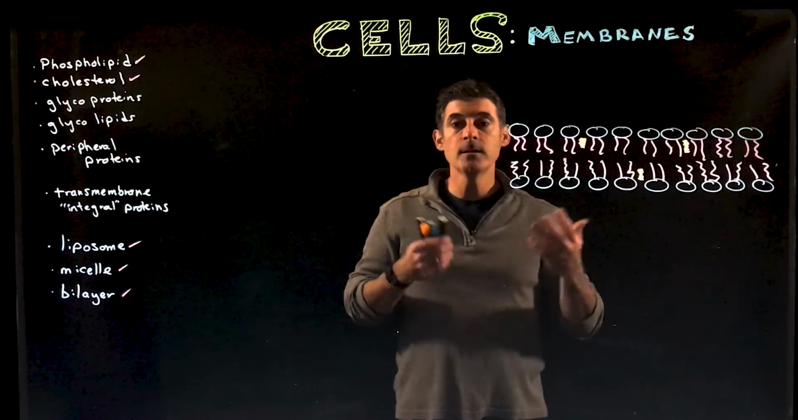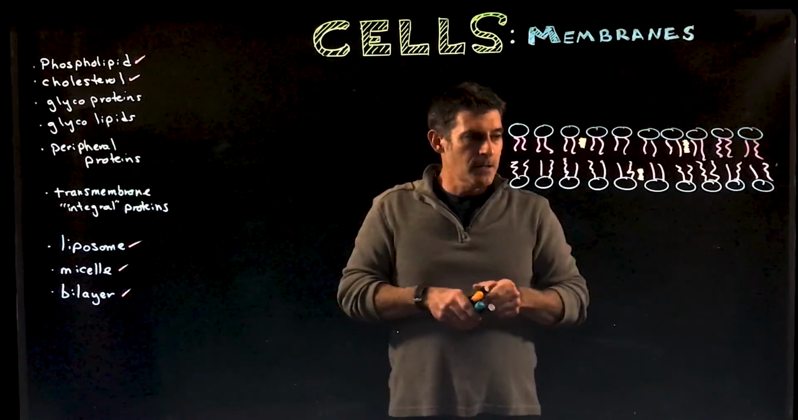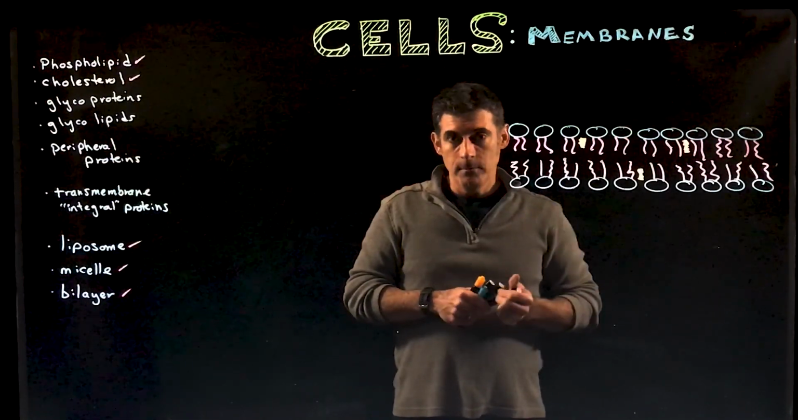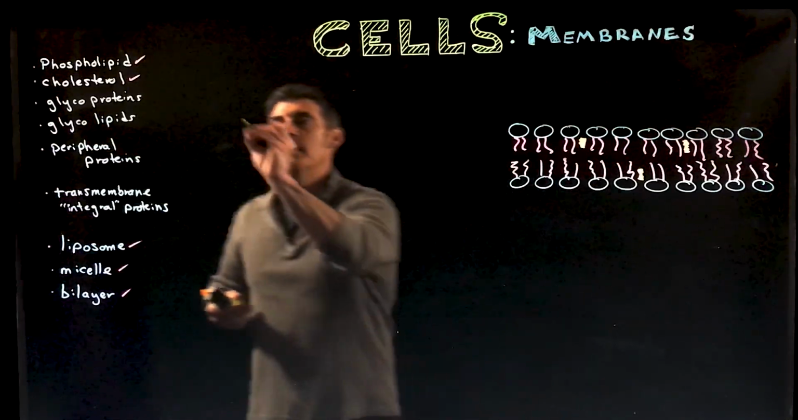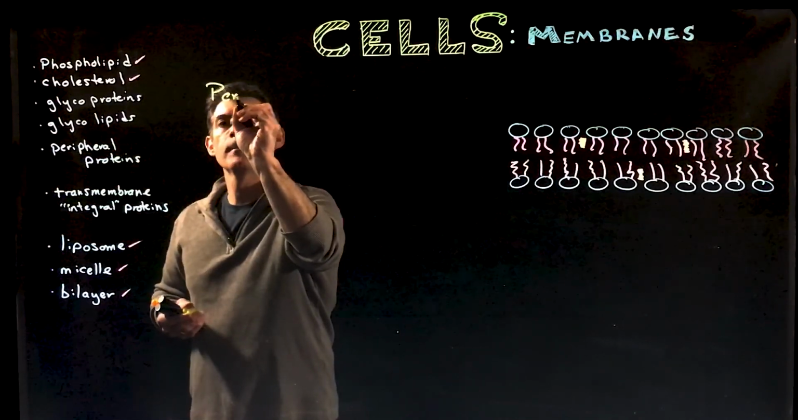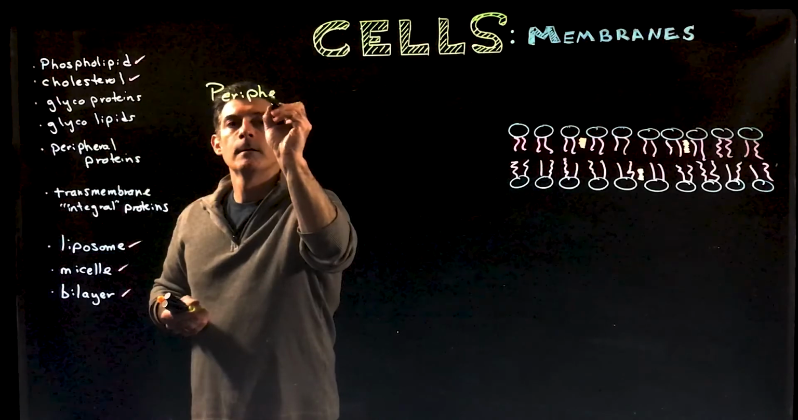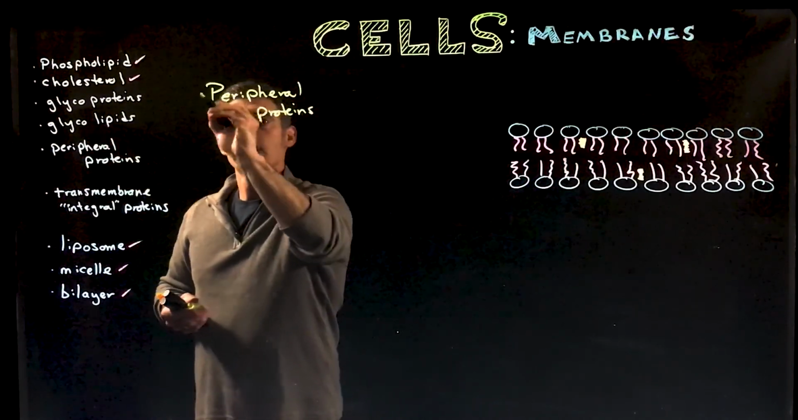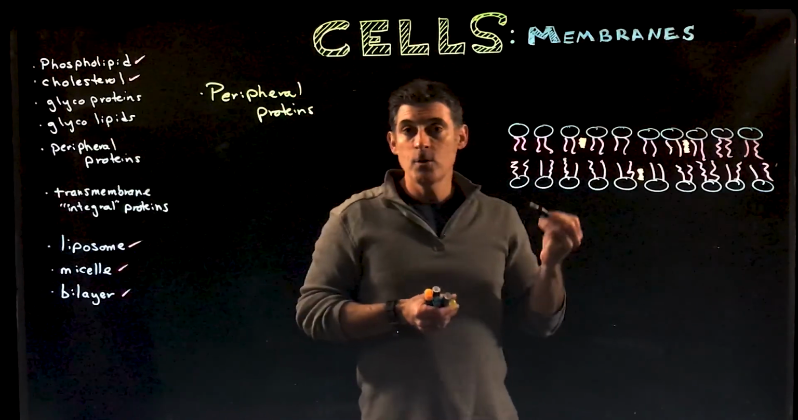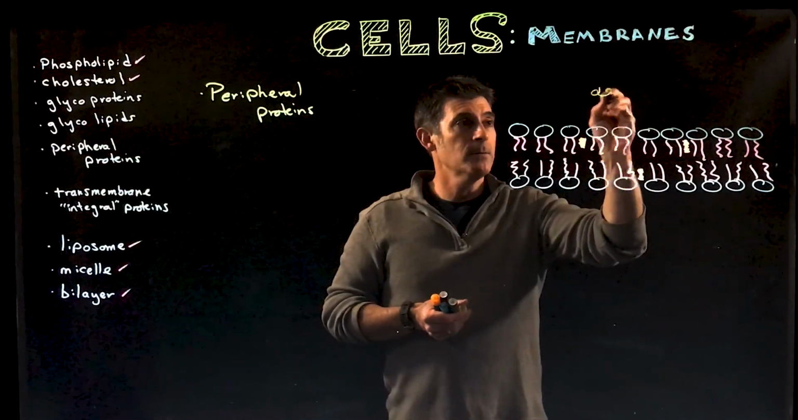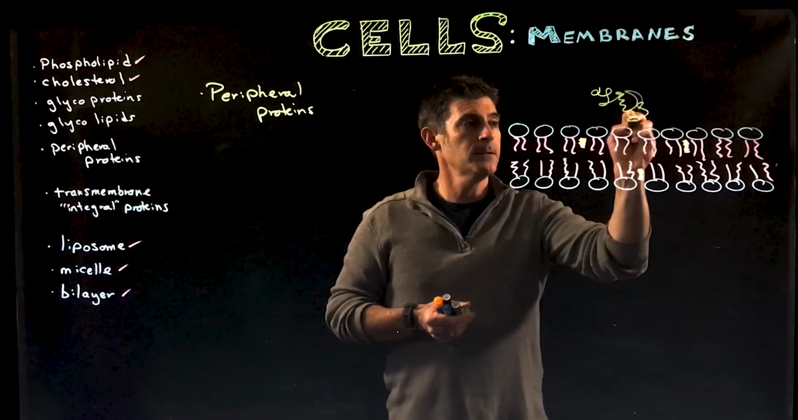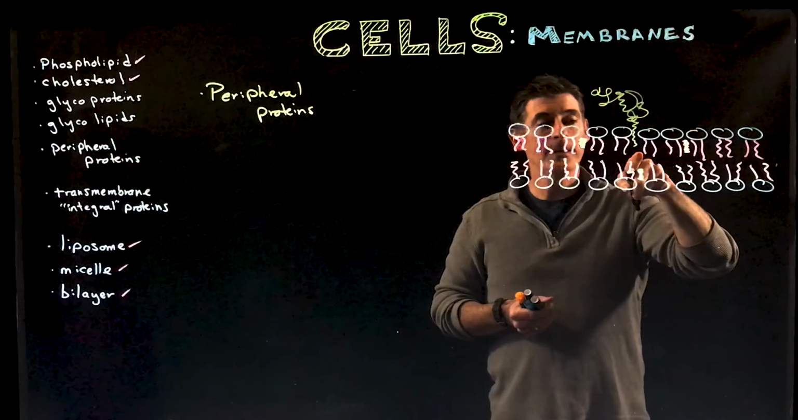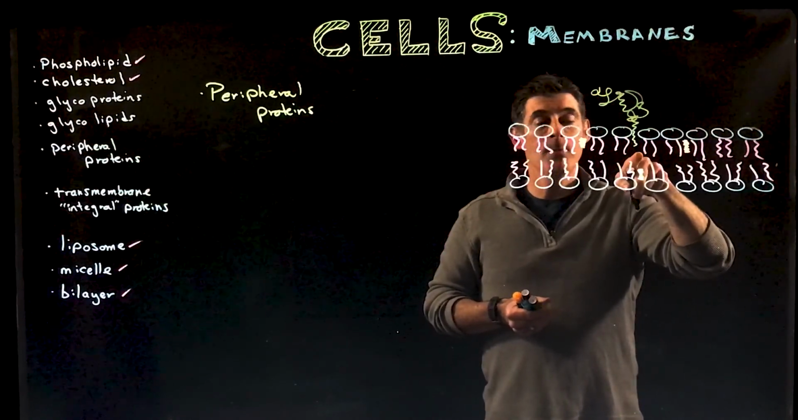So what are these proteins? What do they do? How were they discovered? Initially what people found were proteins called peripheral proteins. So I'll write these down here. Peripheral proteins. So peripheral proteins are attached to one side of the membrane. So we have alpha helix, beta sheet, and the peripheral protein is embedded typically in the membrane like this.